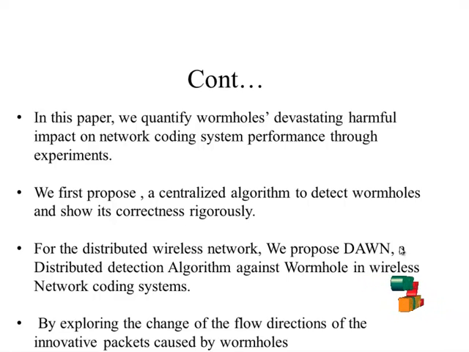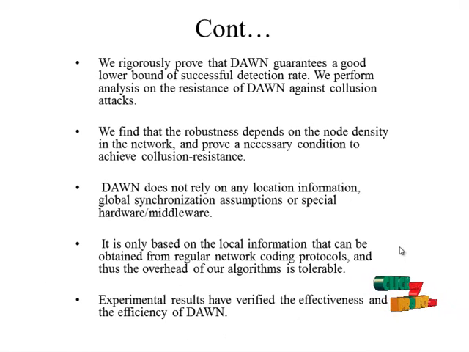We first propose a centralized algorithm to detect wormholes and show its correctness rigorously. For the distributed wireless network, we propose a distributed detection algorithm against wormholes in wireless network coding systems, called DAWN. By exploring the change of flow direction of the innovative packets caused by wormholes, we rigorously prove that DAWN guarantees a good lower bound of successful detection rate.